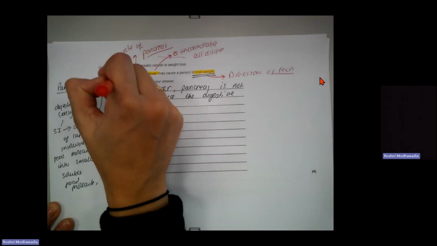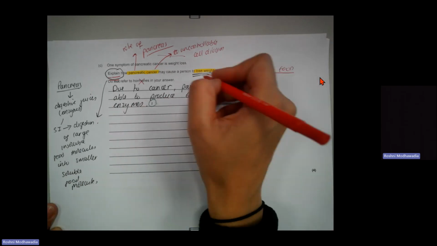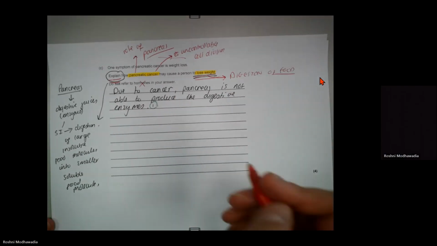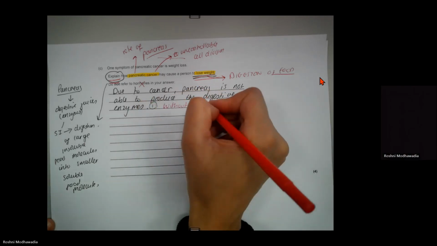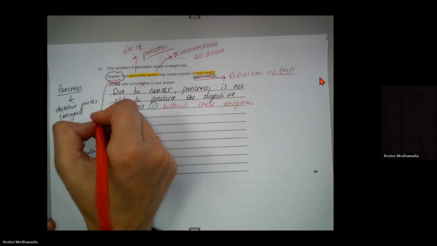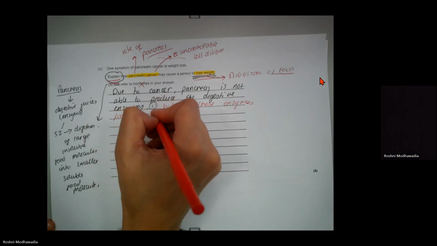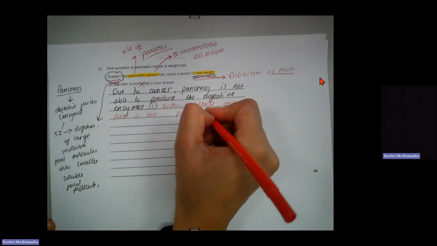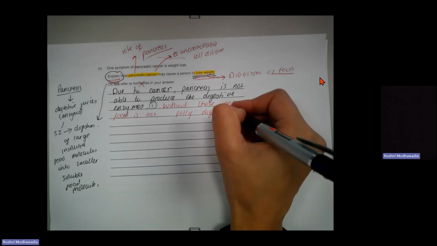We need to explain, and we need to do that in detail. So we now need to explain how this means that they're going to lose weight. Without these enzymes, the food that we eat is not fully digested. That gets us another mark.